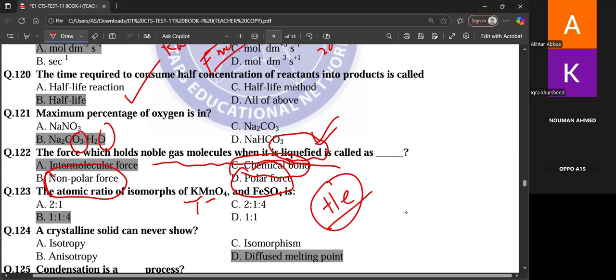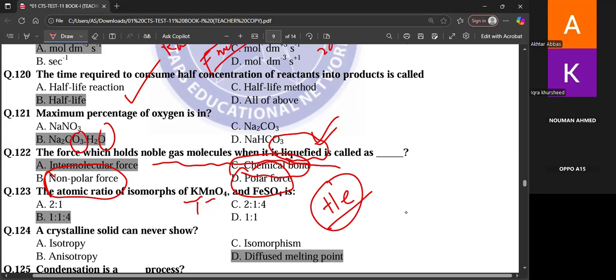आप कौन सा ऑप्शन कह रहे थे नोमान? Beta, sir, non-polar forces. Non-polar forces तो बेटा होती नहीं है ना. कौन सी non-polar forces होती हैं? ठीक है, London dispersion forces हैं, इनको हम non-polar forces नहीं कहते. जब liquid बनेगा तो gas is converted into the liquid, so intermolecular forces are increased, simple.